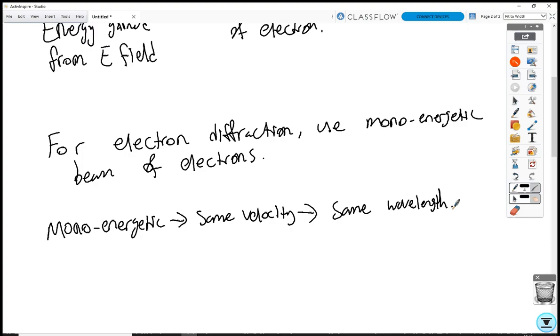So we want to make sure that our results have a good resolution. If we have lots of different wavelengths passing through the slits or through the nuclei, then you're going to get rings on the other end that are kind of thick and blurred together. So it becomes difficult to determine which part of the ring corresponds to what energy and what wavelength.